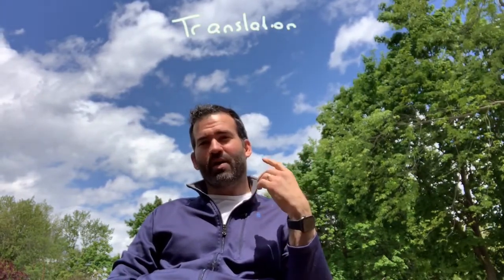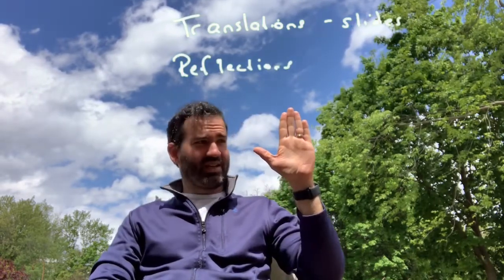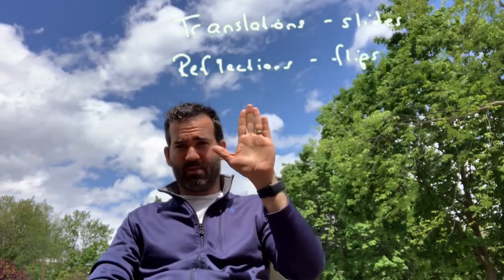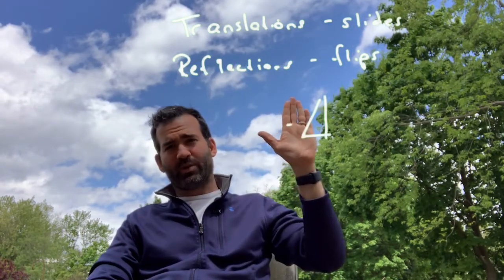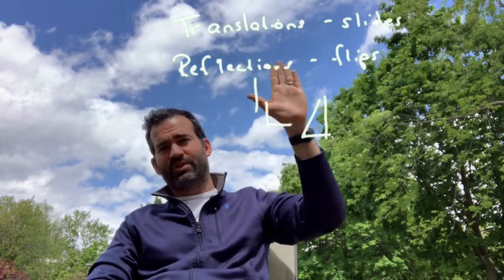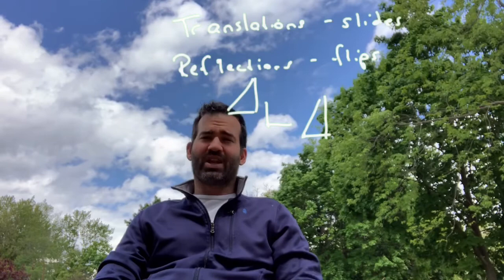So, in the recent past, we've talked about translations, which you remember as what? Slides, yeah. And then we talked about reflections, which are what? Good. Flips. So, a translation, basically, we take something and we just move it. Again, as our video in the past said, we don't change the direction, we just change the position. Reflection, we actually do change the position and the direction.